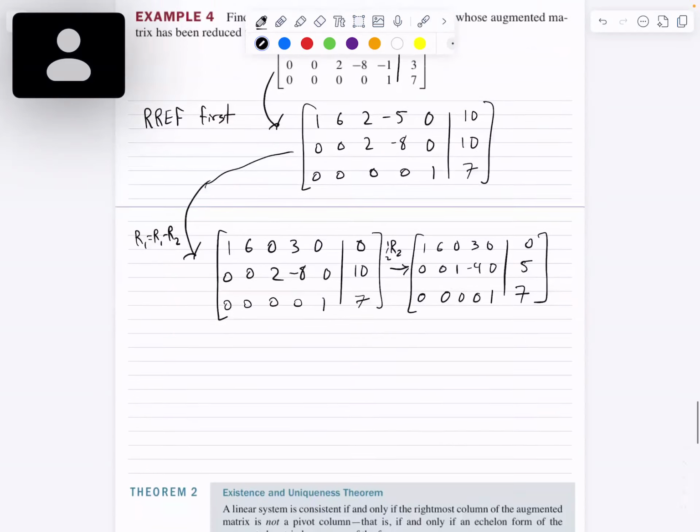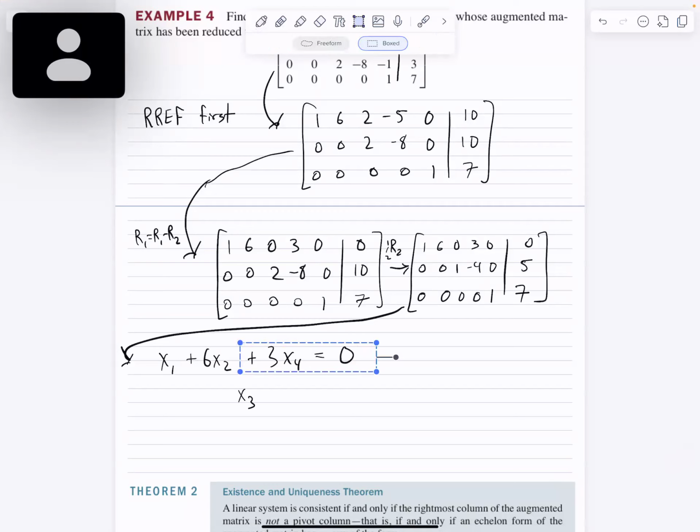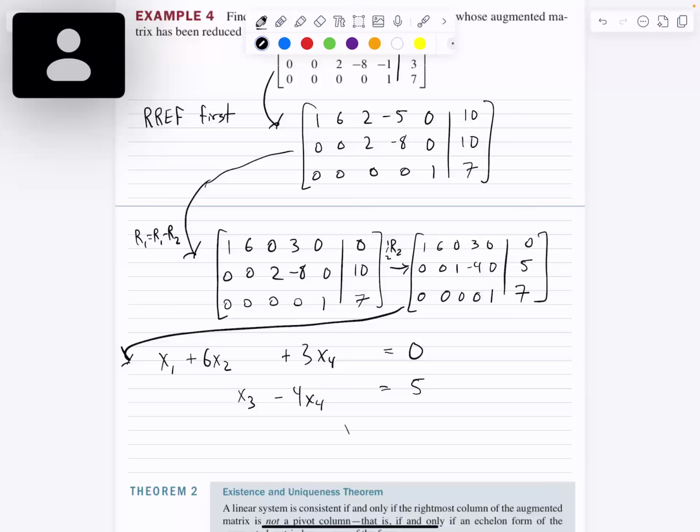Okay, so once I have a reduced echelon form, now we're going to write this as a system. So make it into a system. And so it's x1 plus 6x2 plus 3x4 equals 0. I should leave gaps for where the variables are in here so that it all fits. So this would be x3 minus 4x4 equals 5, and then x5 equals 7.